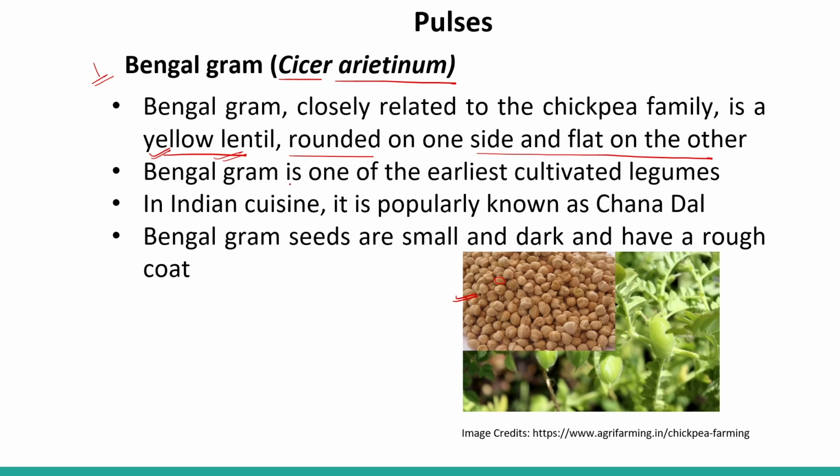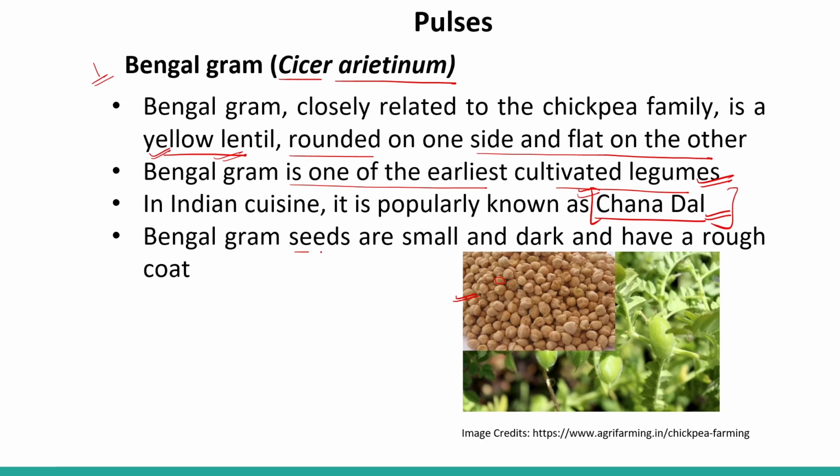The Bengal gram is one of the earliest cultivated legumes, and in Indian cuisine it is popularly known as chana dal. There are a lot of other things that are made from this particular gram, right? There is chana dal flour also, with which many dishes can be prepared, and we all know that.